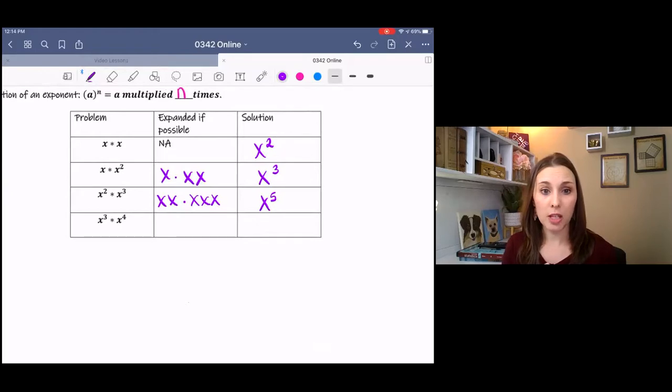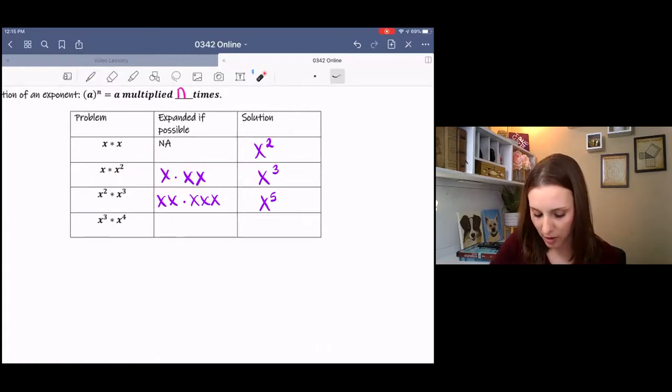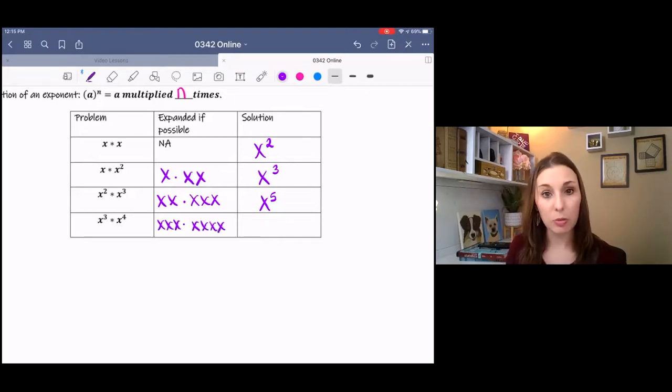So I'm using the definition of an exponent to multiply these components. The definition of an exponent means the number of times that the base is being multiplied, so I've used it in rewriting it as x times x, and then I'm using it again to condense it. So I'm using it twice. And then for the last one, x to the third times x to the fourth would be x to the 7th.